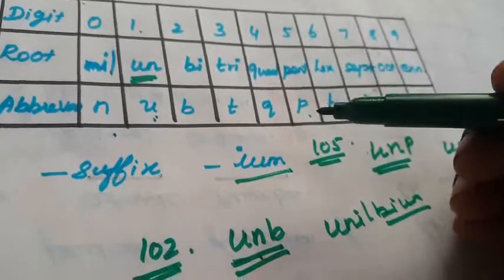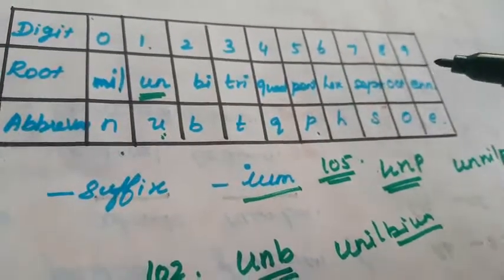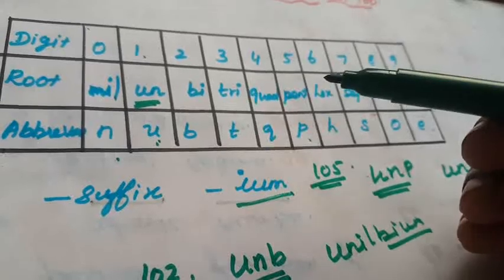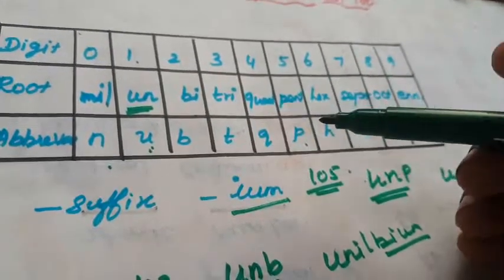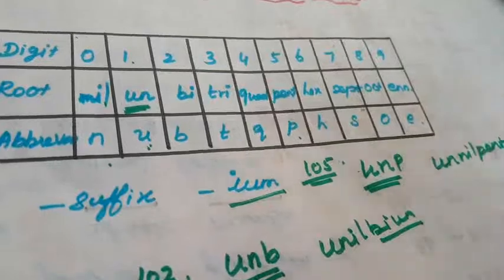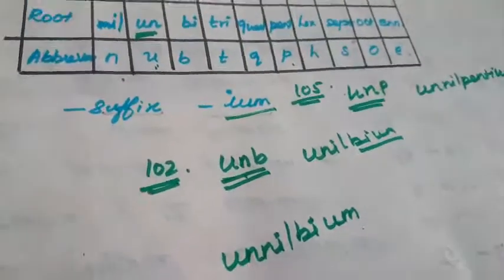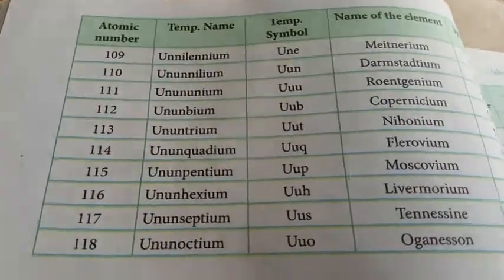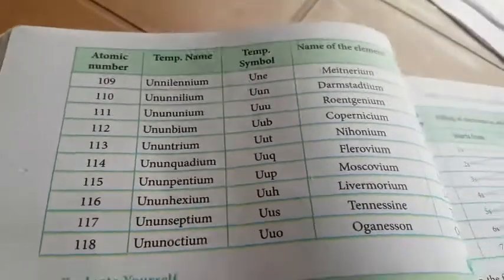Sometimes they ask this for 2 marks. In previous years they asked this as a 2 mark question: they give the atomic number, and you write the name for that number. The next one is naming the elements up to 118, and how to write the name of the element.